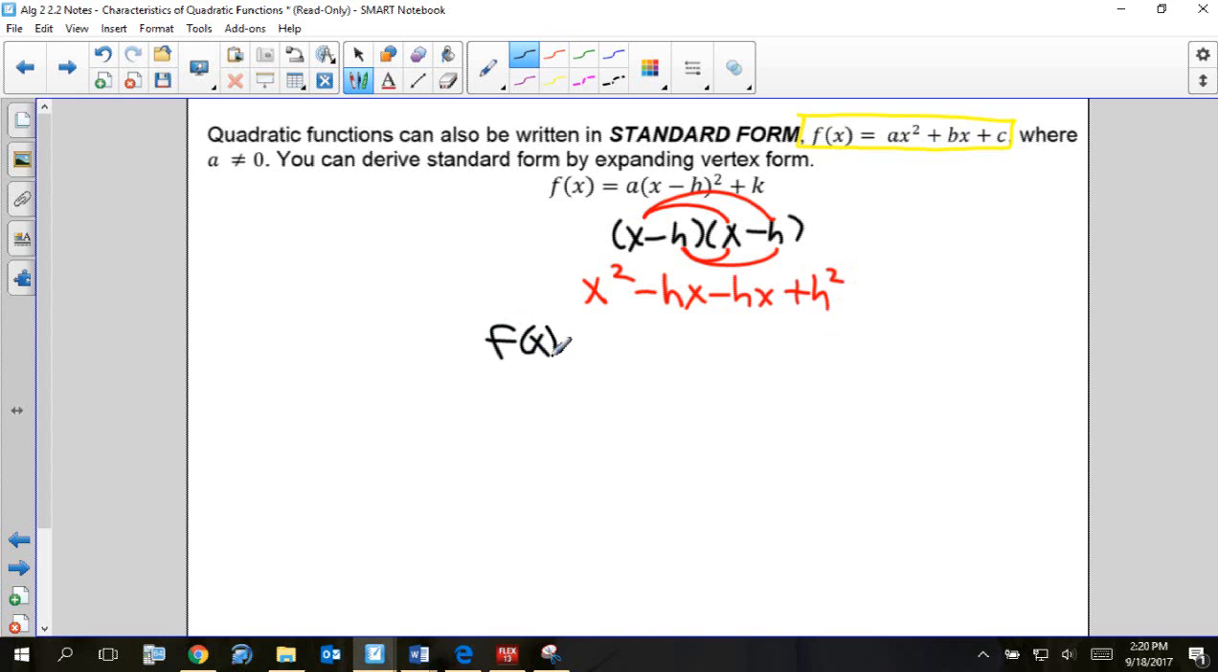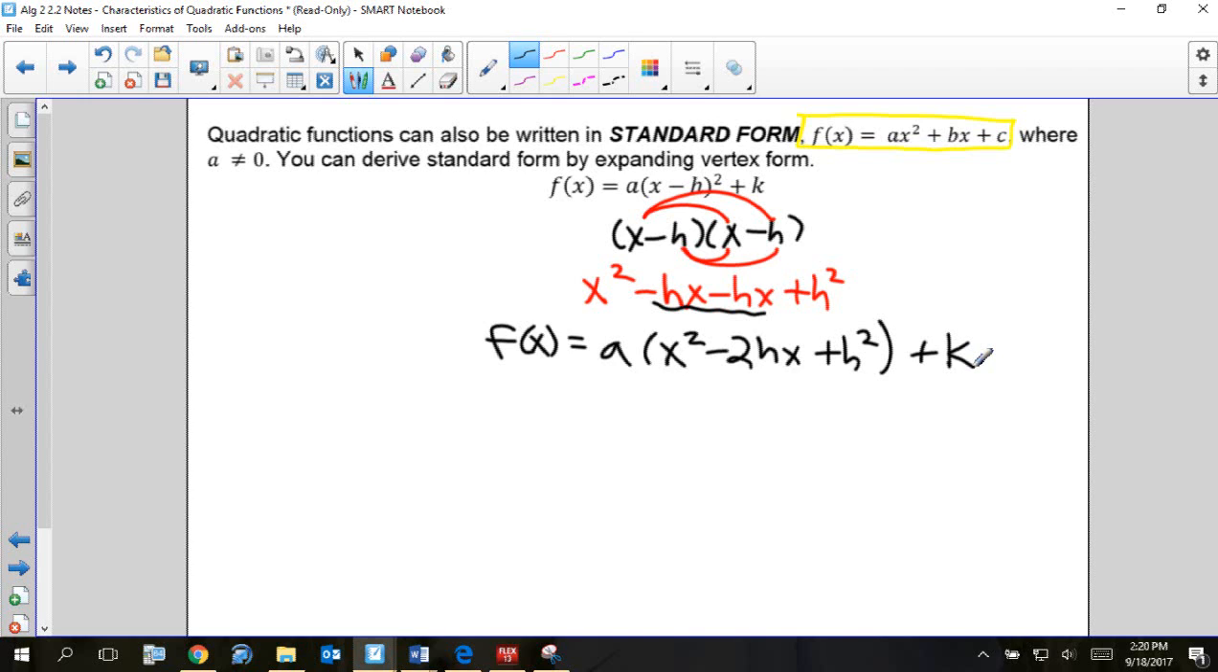And we combine like terms, and the like terms are the middle two terms. They both have the same variables. So if you have minus 1 and minus 1, you have minus how many? Minus 2. So we're going to have a parenthesis x squared minus 2hx plus h squared, and then close parenthesis plus k. So I just brought down the a and the k from before.